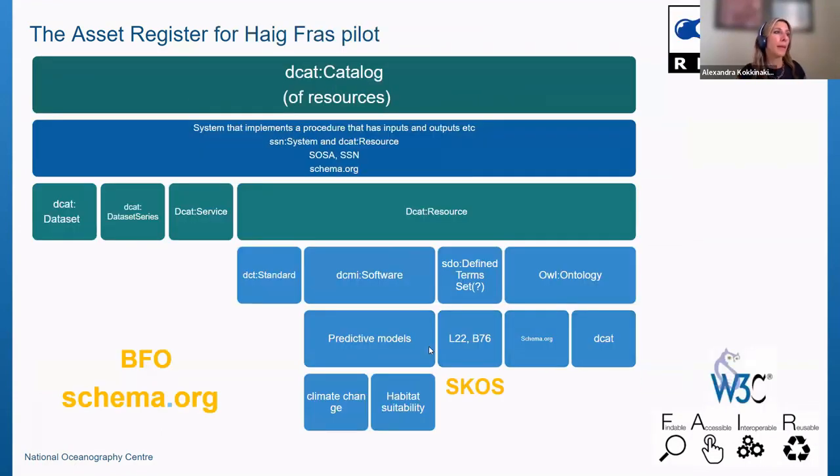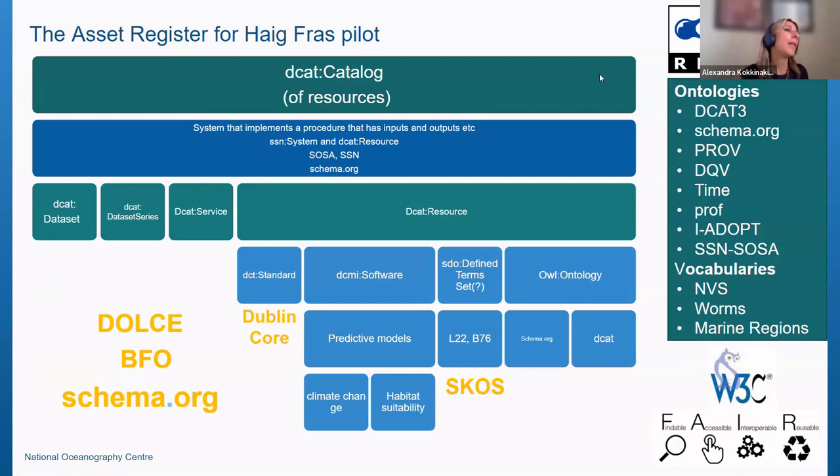And what we did in our project is we leveraged what already existed. So we don't want to reinvent the wheel, but rather reuse what already exists. So there is a list of already existing ontologies, the list of which is here. And we used several of them to describe each one of the different asset types of the asset register.